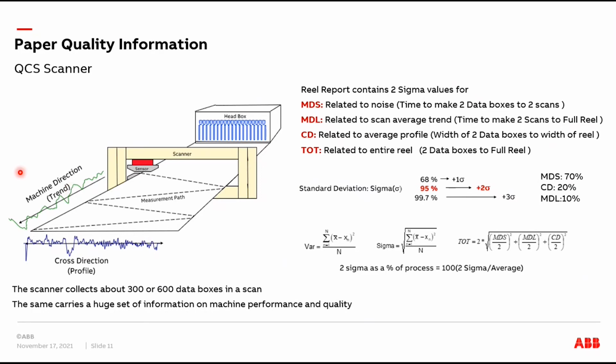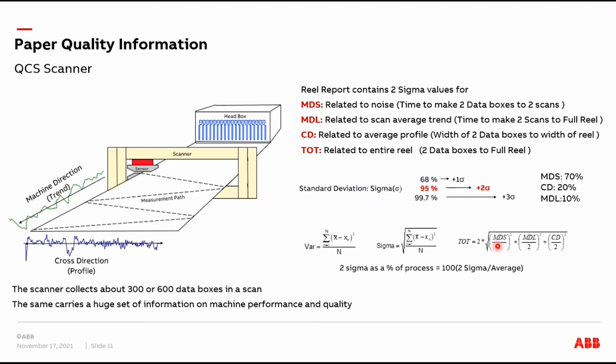So VPA provides insight into the CD variability, MD variability, MDS, what we call the residual variability, and the total variability. Basically, the MDS is related to noise. If you have any machine vibration, that will be detected under the MDS. MDL is like the scan average trend. If you have any process disturbance or a tuning issue in the MD direction, that can be detected in the MDL. The CD is related to the average profile. So if you have a profile disturbance, or the head box is not performing, or the mapping is disturbed, that can be detected through the CD and the total.